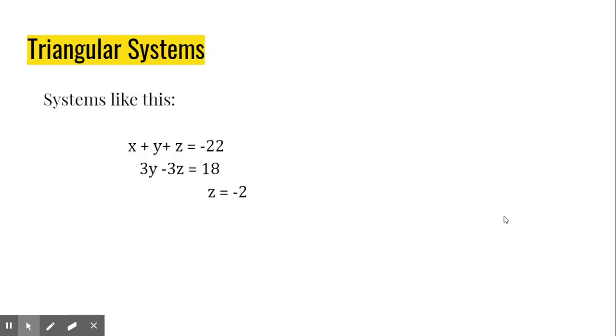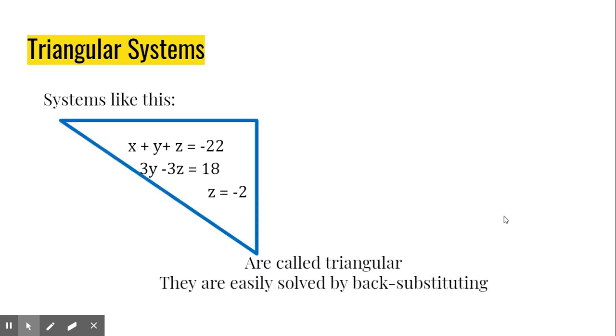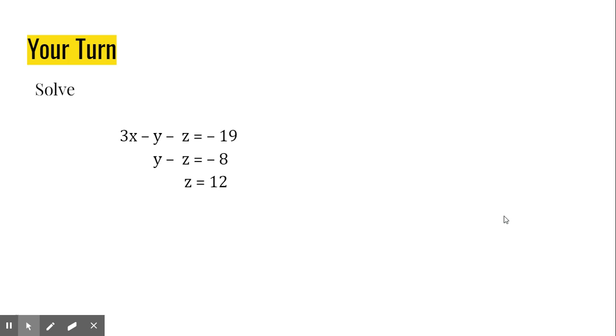Now, what we have done is create a triangular system. It looks like this. The first equation has 3 variables, the second equation has 2, and the last equation just has 1 variable. They are called triangular, and they are very easy to solve by back substituting. So now it's your turn to solve this system of equations by back substituting.